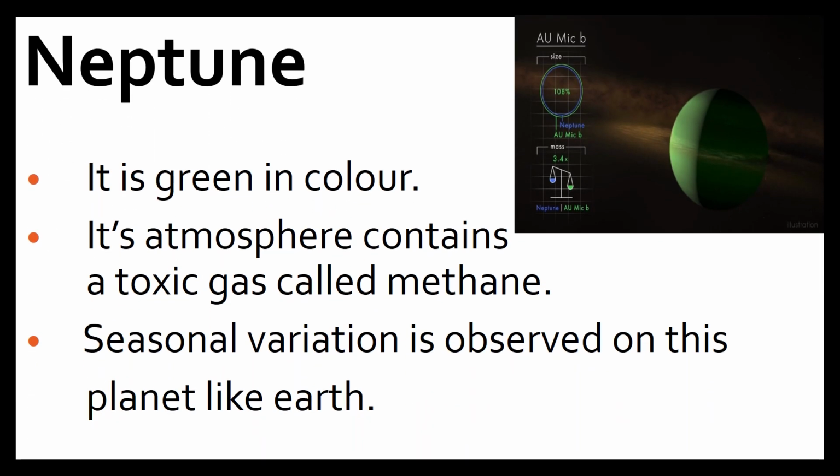Neptune. This planet is green in color. Its atmosphere contains a toxic gas called methane. Toxic means septic or poisonous. Seasonal variation is observed on this planet like Earth.